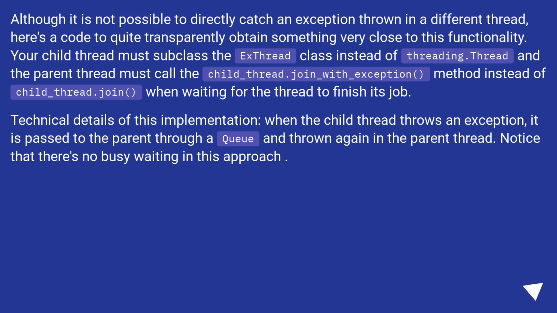Although it is not possible to directly catch an exception thrown in a different thread, here's code to quite transparently obtain something very close to this functionality. Your child thread must subclass the XThread class instead of threading.Thread, and the parent thread must call the child_thread.join_with_exception method, instead of child_thread.join when waiting for the thread to finish its job. Technical details of this implementation: when the child thread throws an exception, it is passed to the parent through a queue and thrown again in the parent thread. Notice that there's no busy waiting in this approach.